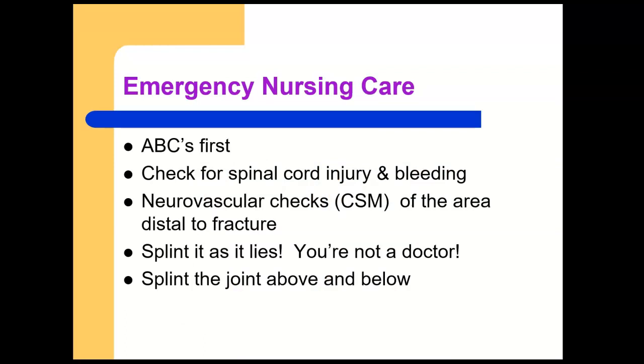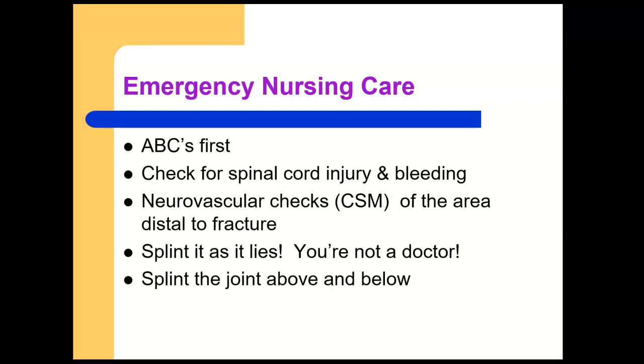So first, your nursing care is going to be, as always, check our ABCs, just to make sure that, depending on where that fracture is at, that we don't have any life-threatening injuries. Depending on the type of injury, make sure there's no spinal cord injury involvement or bleeding. And then make sure you know those 5 P's of that CSM check, which are pain, paresthesia or tingling, pulse, pallor, and paralysis. These are things that you're going to hear over and over in ortho care.